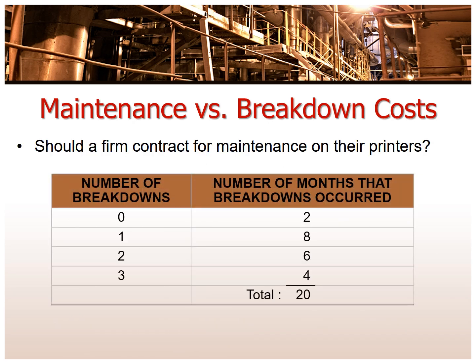Should a firm contract for maintenance on their printers? Let's take a look at it. Number of breakdowns, 0. Number of months that breakdowns occurred, 2. Number of breakdowns, 1. 8 times. 2 breakdowns, 6 times. So we have a total of 20 breakdowns. The average cost of that breakdown is $300 to have it come out and repaired.